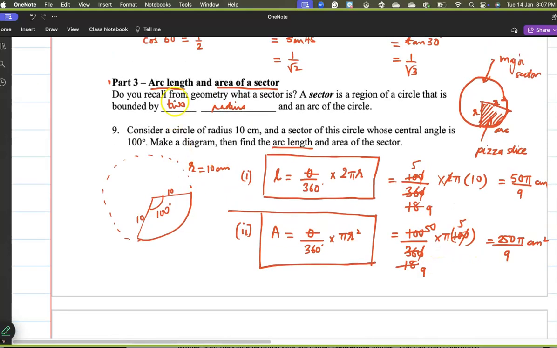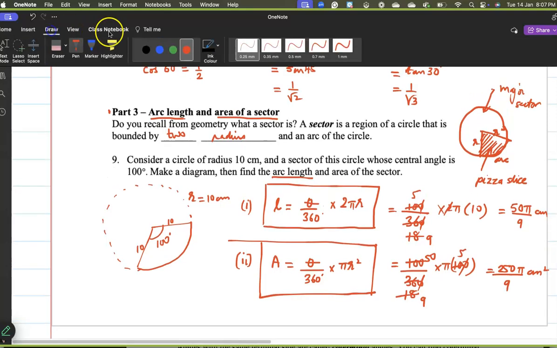So what is arc length? Arc length is the length of the arc. This green part that I'm outlining. So that's the circle and you're trying to measure that arc. Only this green part is the length of the arc, and area is the space that it occupies. This is the area of the sector.